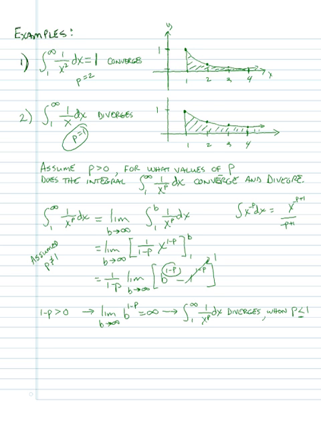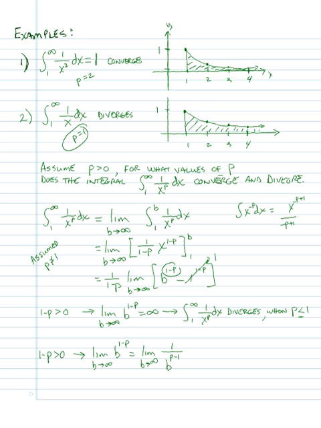Now, on the other hand, if 1 minus p was less than 0, then 1 minus p is a negative exponent, so that means this exponent would be negative when we're looking at this limit. Well, if the exponent is negative, why don't we rewrite this as 1 over b to the power of the opposite of that negative exponent, which would be p minus 1? See, p minus 1 is a positive exponent if 1 minus p is a negative exponent.